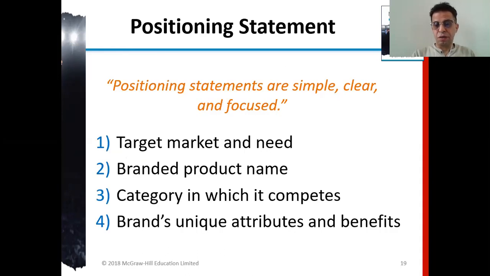Positioning statements are simple, clear, and focused. They are about the target market and need. They are about the brand or product name, the category in which it competes, and the brand's unique attribute and the benefit of it.